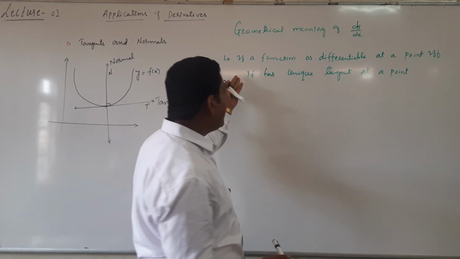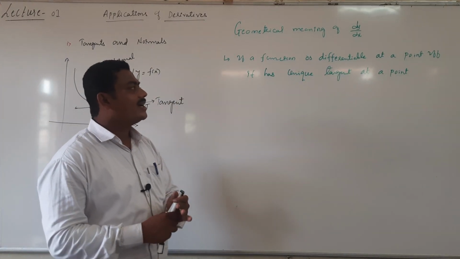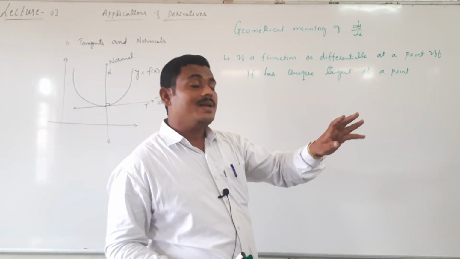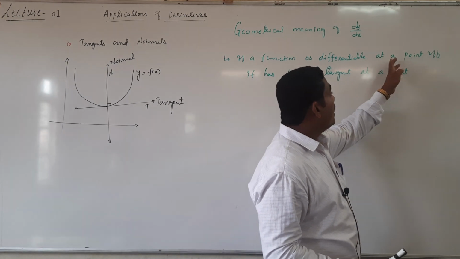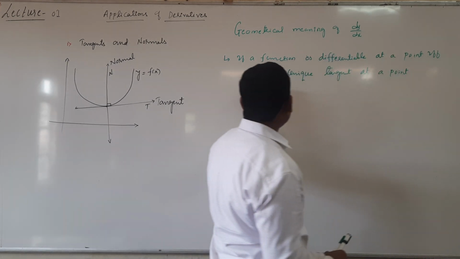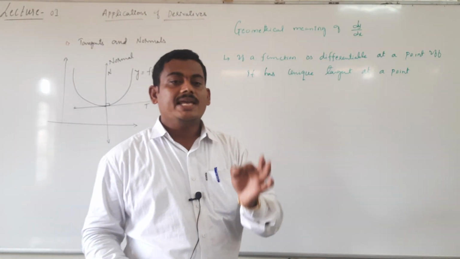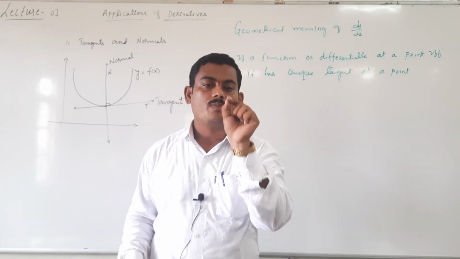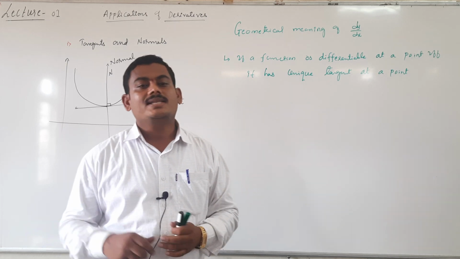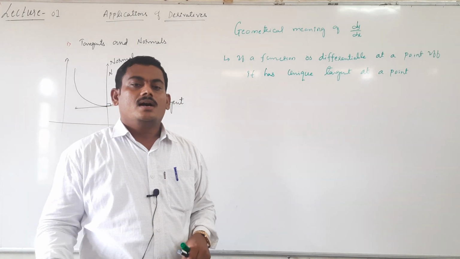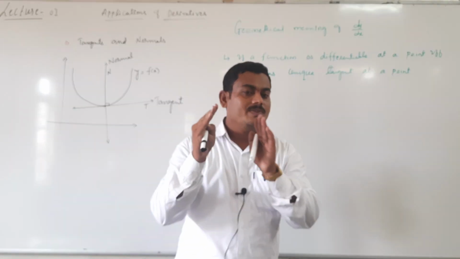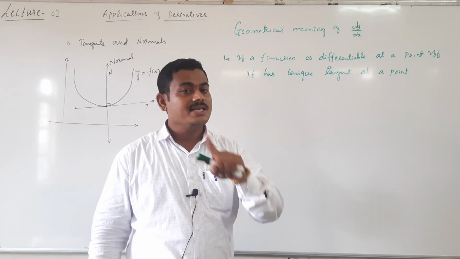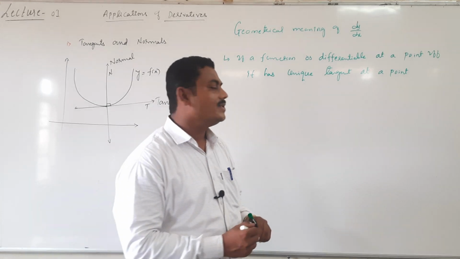This is geometrical meaning of differentiability of the function. Geometrically differentiable means at a point, if and only if it has unique tangent. If any function has unique tangent at a given point, then it is differentiable. If multiple tangents are possible at the same point, then it is not differentiable. It is geometrically differentiability of the function.